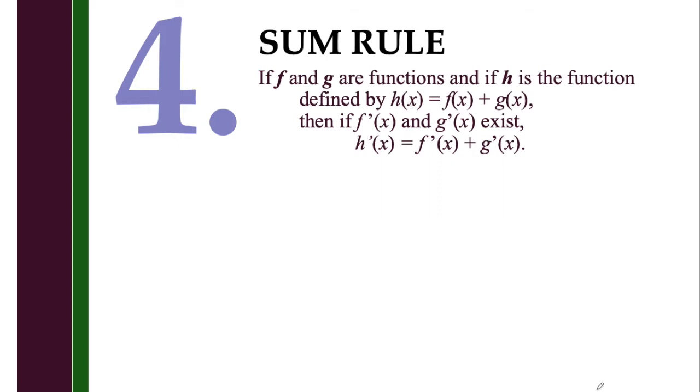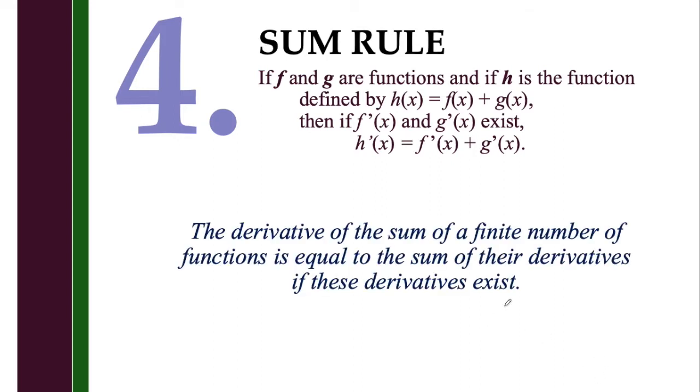This simply tells us that the derivative of the sum of a finite number of functions is equal to the sum of their derivatives if these derivatives exist. Now, to make it simpler, to find the derivative of h, all we have to do is to get the derivative of f of x and get the derivative of g. Then if the operation here is plus, the operation also here is plus. If this is minus, then this will be minus.